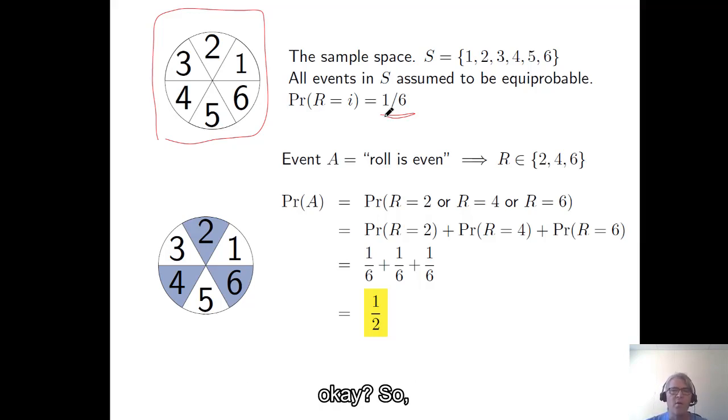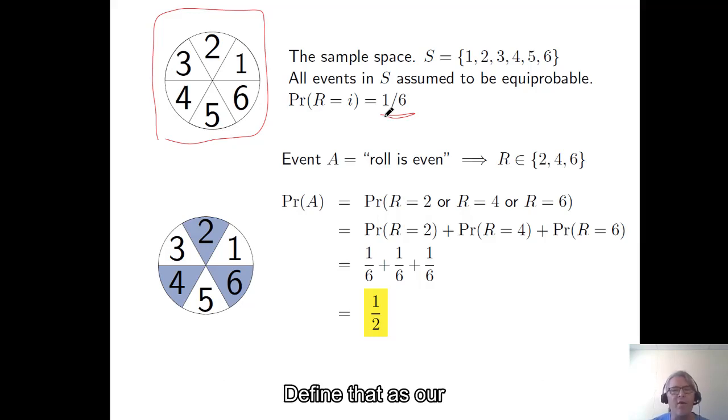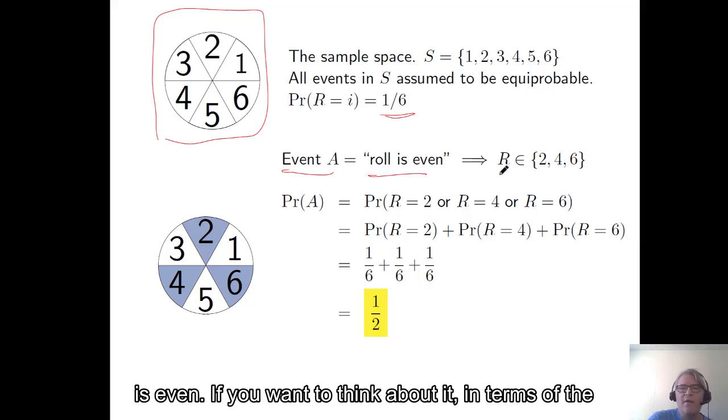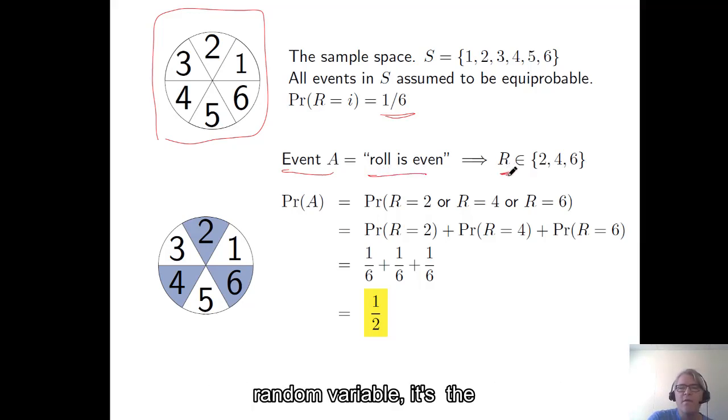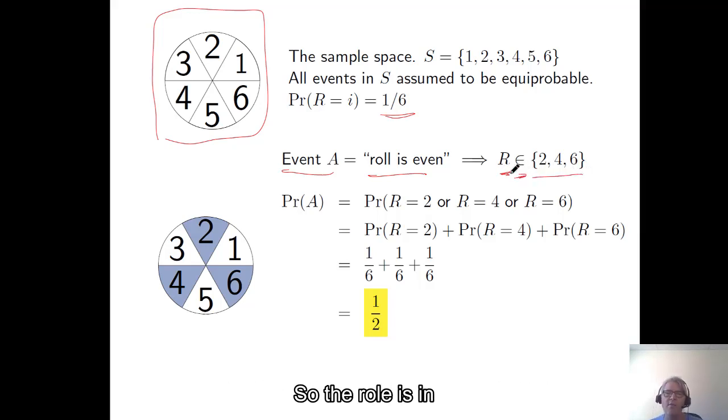Okay, so we said what's the probability that a roll is even, so we can just define that as our event. Event A is that the roll is even. If we want to think about it in terms of the random variable, it's that the roll is somewhere in the set of possibilities. So this symbol here means "in". So the roll is in the set 2, 4, and 6.